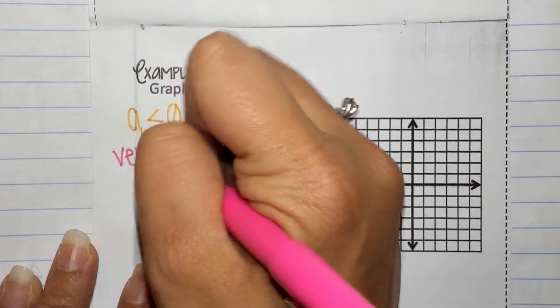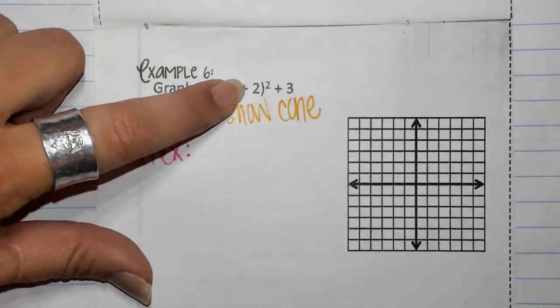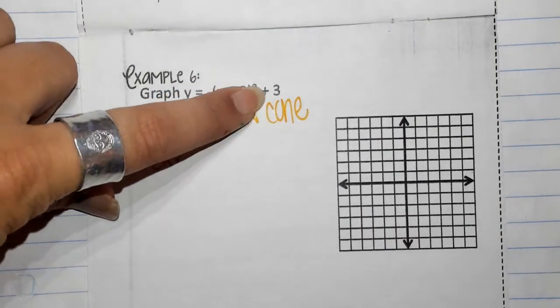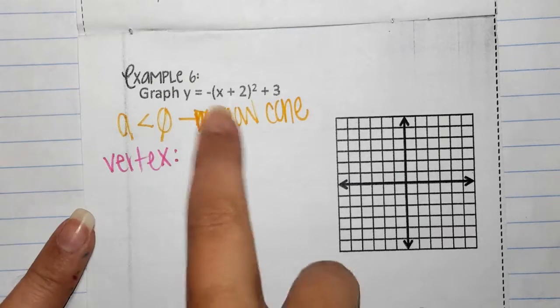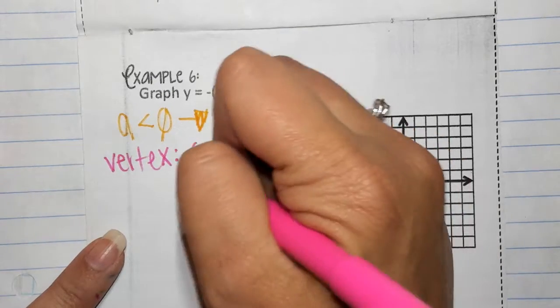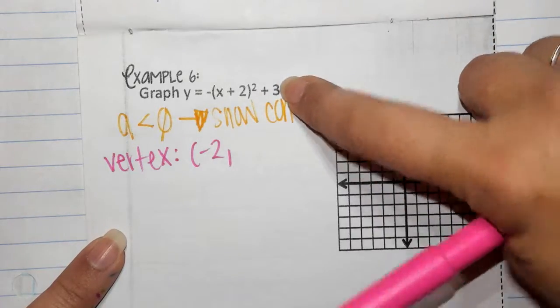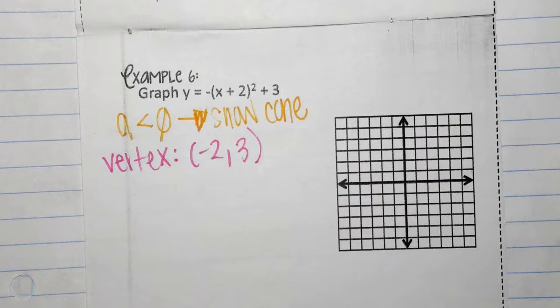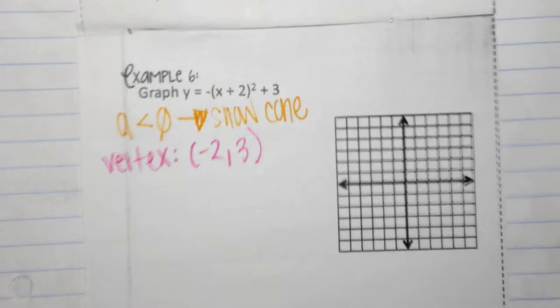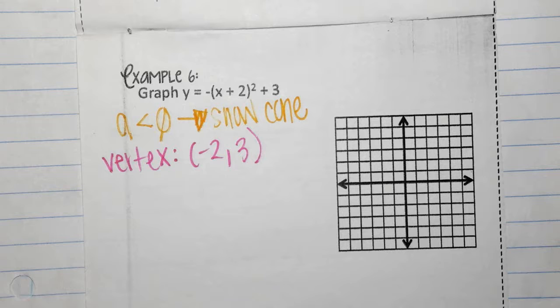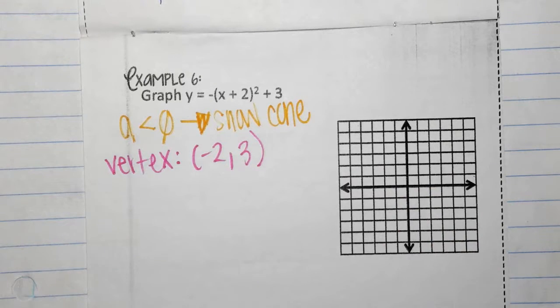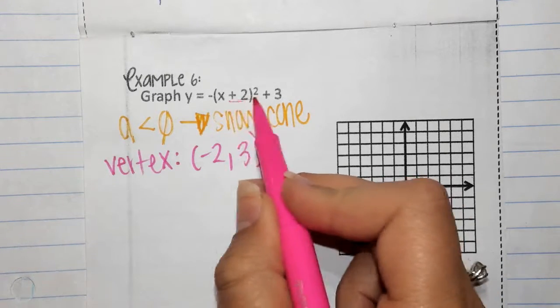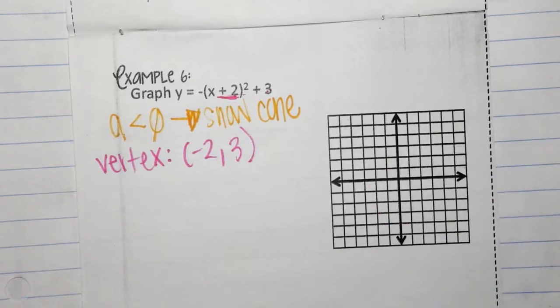Our vertex is the opposite of what's in here and this number. So what's the opposite of positive 2? -2. And what is k? 3. Does everybody see where we got those numbers from? Does anybody not see? Right, I said, does anybody not see? And you said yes. So okay, it comes from this. It's the opposite of whatever's in parentheses and this number.